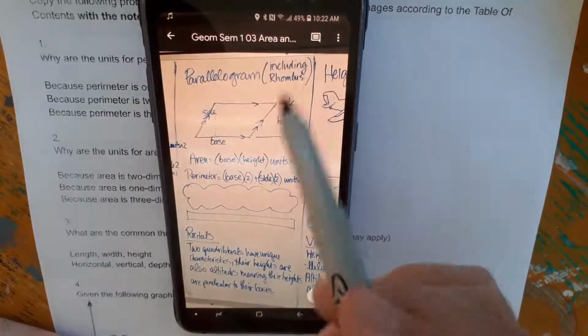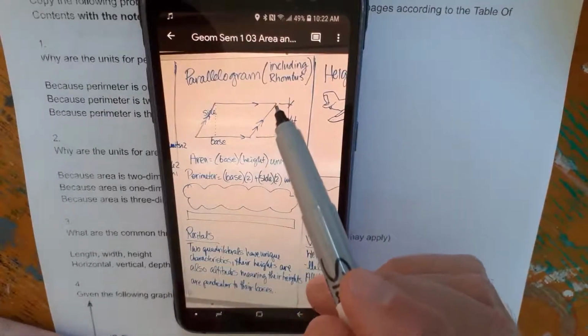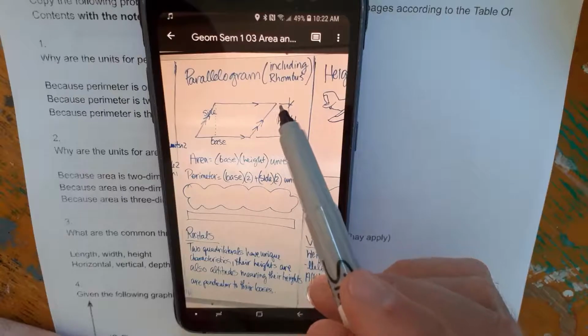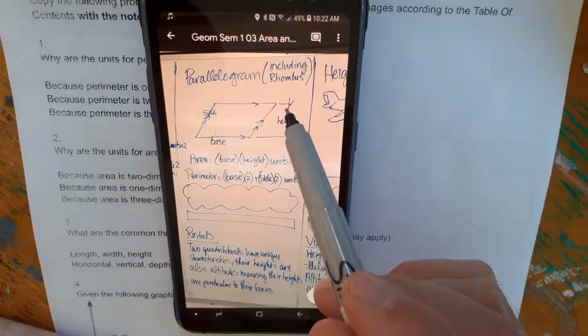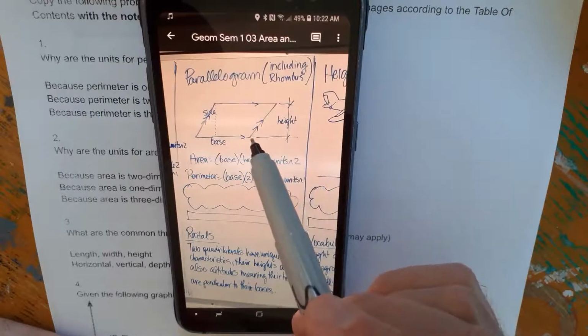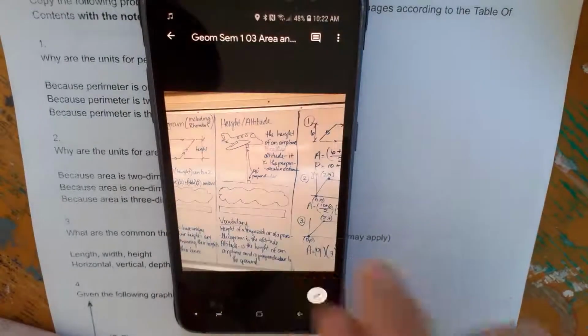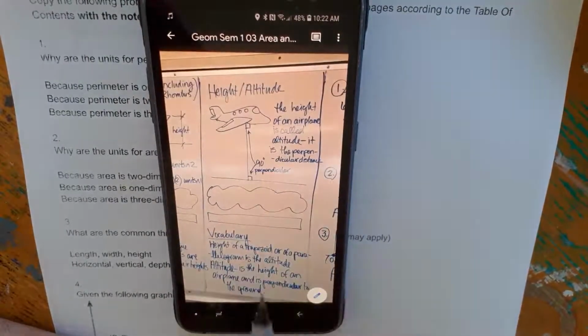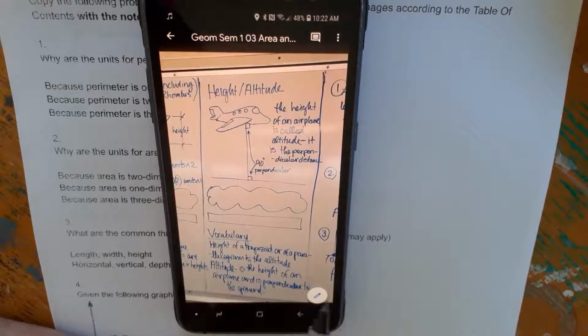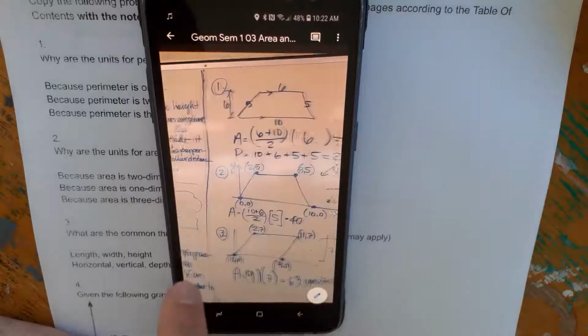Any kind of slanted distance, like see how this is a slanted distance? This is not the height. This is the length of that side. The height would be here, and notice the difference. This one is perpendicular to the base, this one is not. That's probably the biggest error we see when students are working with area of these different shapes: triangles, trapezoids, and parallelograms. So height of a trapezoid or a parallelogram is the altitude, and it's the height an airplane is over a particular point in the ground.